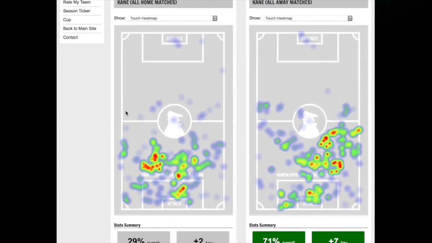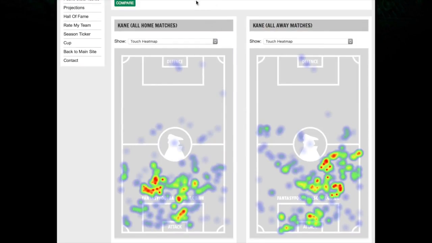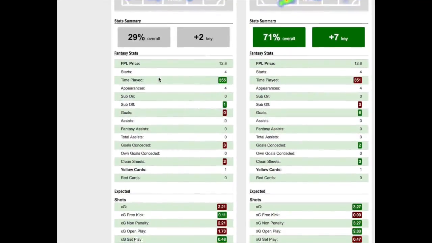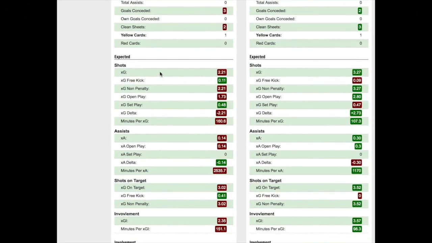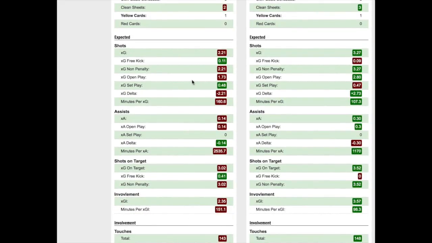Here's the heat maps, of course, that we added on the last update. So his home matches here on the right-hand side, his away matches on the left. Expected data, here it is. So in home matches, it's pretty clear. Expected goals 2.21, away matches 3.27. That's as we expect based on the goals that he scored. He has scored 6 away from home, 0 at home. And here it is. The XG data shows why that is the case.